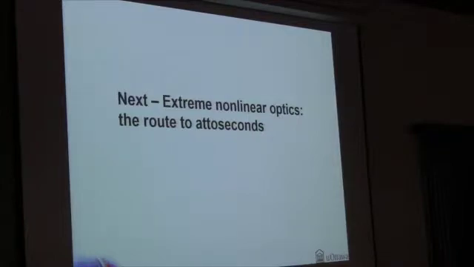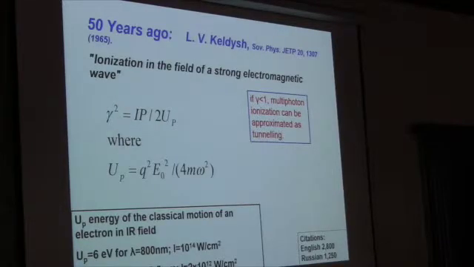So the next thing is the other kind of nonlinear optics, extreme nonlinear optics. That's what allowed this jump in pulse duration, this change in the slope, and allows the advances that have taken us to attosecond. To me, in some ways, this all starts 50 years ago. Keldysh, writing in the Soviet literature in 1964, wrote a paper which he called Ionization in the Field of a Strong Electromagnetic Wave.